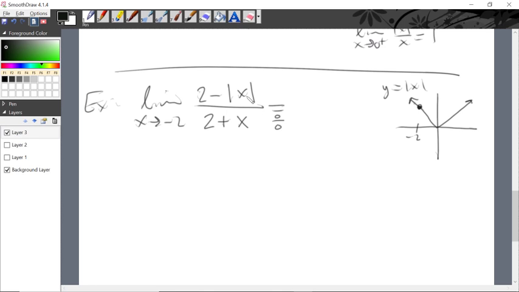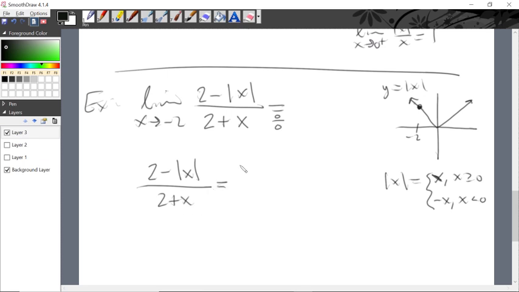Well, we can deal with the absolute value in a piecewise sense. Again, the absolute value of x is x when x is greater than or equal to 0, but the opposite of x if x is less than 0. So, what does that mean about the function 2 minus the absolute value of x over 2 plus x in a piecewise sense? The difference is going to be, for the absolute value of x, whether x is greater than 0 or less than 0. That's where the difference happens.